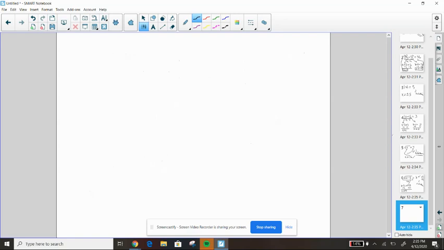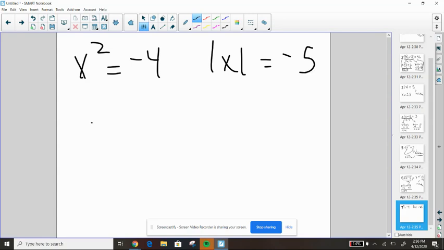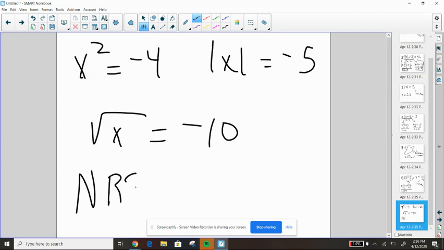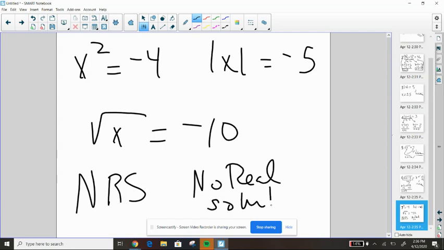And the last thing is, when any of these things that we've been working on equals a negative number, we know the answer is NRS. No real solution. Try one of those.